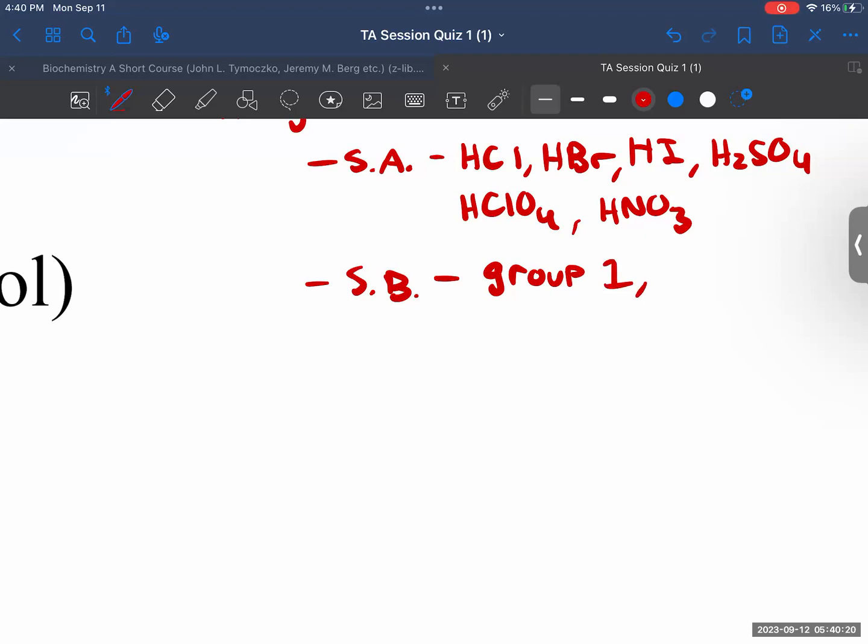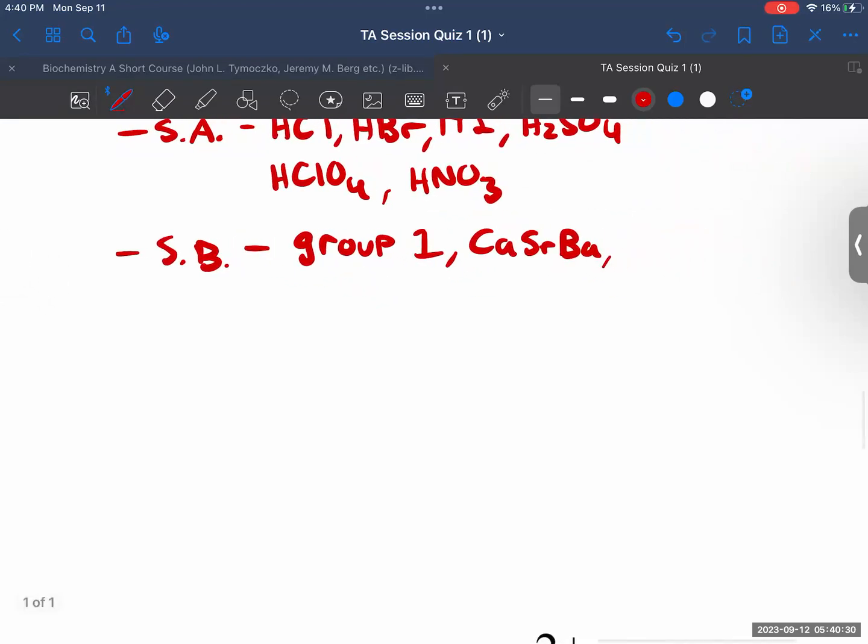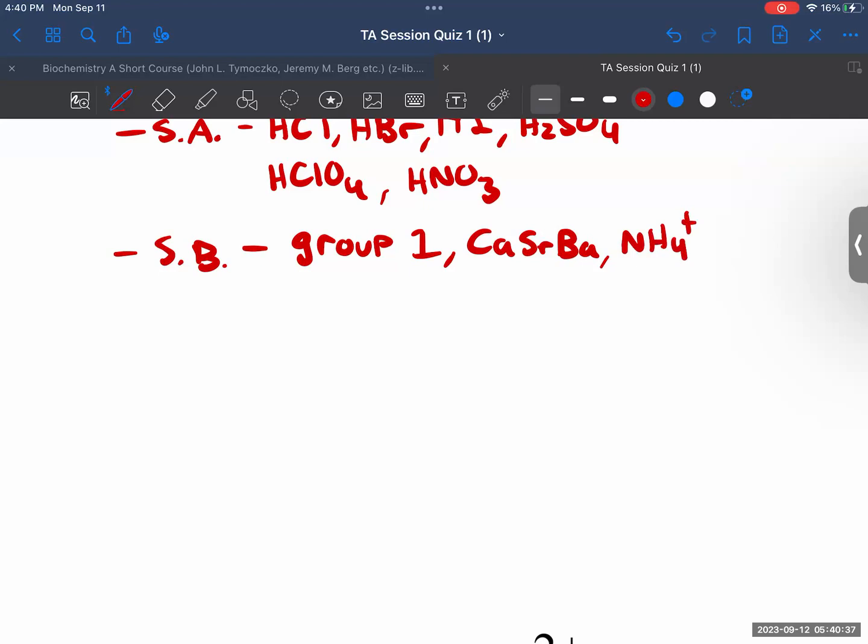We know calcium, strontium, barium will make soluble hydroxides. And the last one is going to be ammonium. Ammonium makes things soluble, so ammonium NH4+ is going to make a hydroxide soluble. If these are the cations, group 1, calcium, strontium, barium, or ammonium, and your anion is hydroxide, OH-, it's going to be a strong base, okay? We all get that?